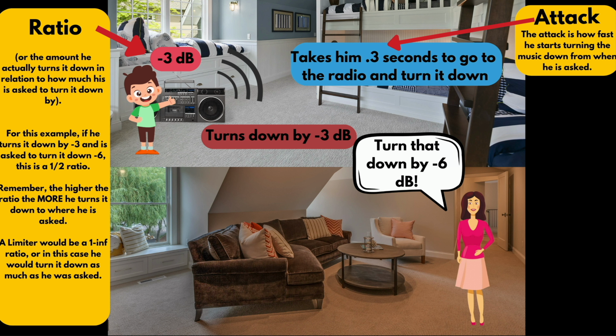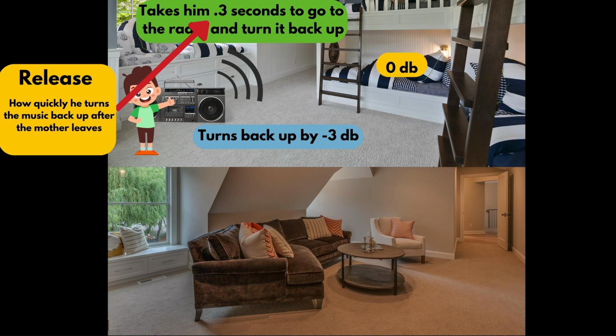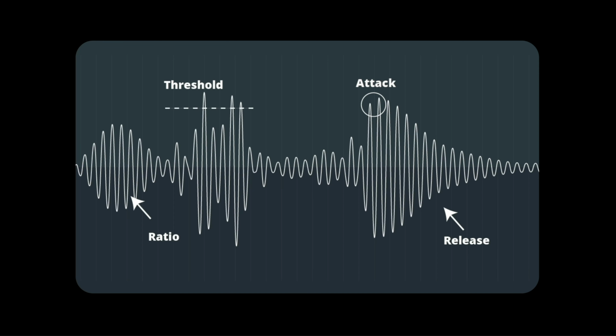So the attack is how fast he starts turning the music down from when he's asked. So if she tells him to turn it down and it takes him 0.3 seconds to go into the radio and turn it down to that amount, that's how fast the attack is. And the release is how quickly he turns it back up after the mother leaves. So if it takes him 0.3 seconds to go and turn the radio back up to 0 dB, that's the release. So what does this all mean, and how can we use all of this?